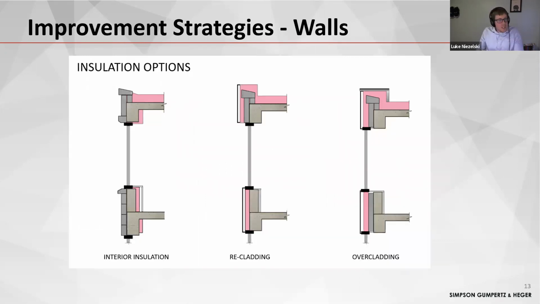And then we get into kind of the high-hanging fruit options, the insulation options for your opaque wall assemblies. I show 3. I'm sure there are a combination of many things you can do, but just to keep the conversation going, I chose 3. Interior insulation, recladding, or overcladding. And we're going to look at some of the challenges involved in all 3 of these.